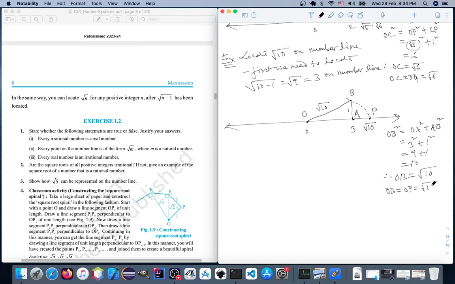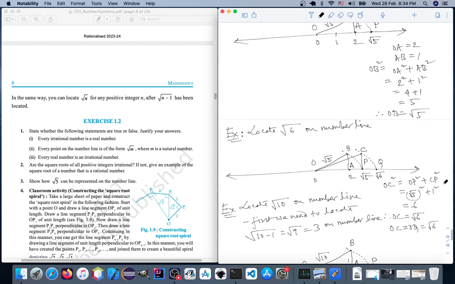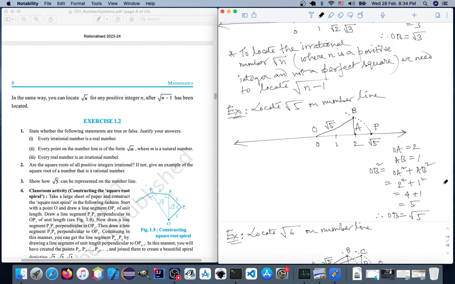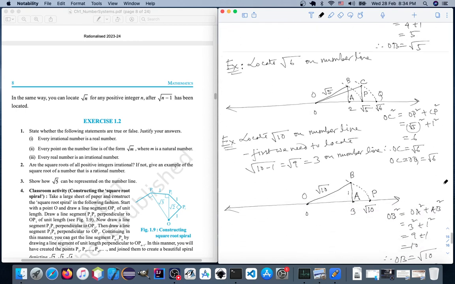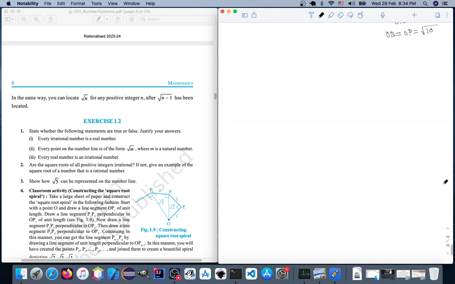So in this way, for any root over n given, you can locate that number on the number line. I hope these examples will be enough to give you an idea how to locate any irrational number of the form root over n. So let's try to do the exercise.